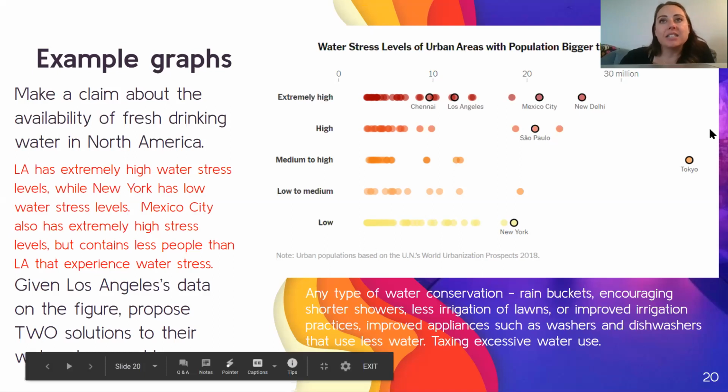So here I had to take data from the graph. I had to understand what the graph was telling me, and then I had to propose a solution for the problem that was depicted here.